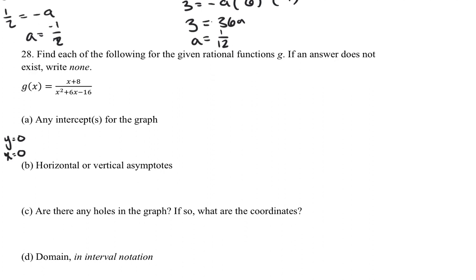We'll start with the y-intercept, where x equals 0. So we're going to plug in 0 wherever x is. So 0 plus 8 over 0 plus 0 minus 6 is equal to negative 1/2. So we have the point (0, -1/2), and it's going to be the y-intercept.